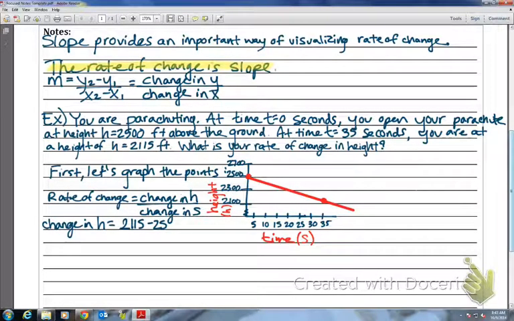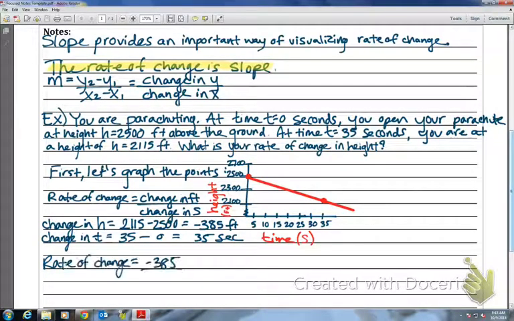So the change in height is you subtract the y-coordinates. So subtract 2,115 minus 2,500, and you get negative 385 feet. So that's the change in y. And then for change in t, you have to subtract the x coordinate. So you subtract 35 minus 0, and you get 35 seconds. And so this is looking at the slope, the change in y over the change in x. But in this case, since we have different variables, we have the change in height over the change in time.